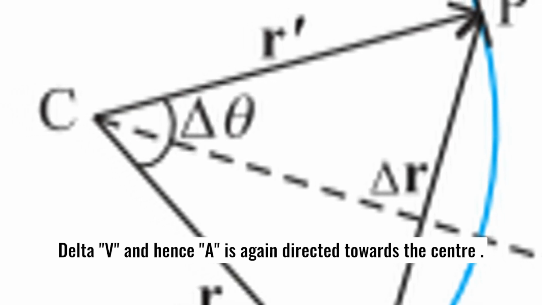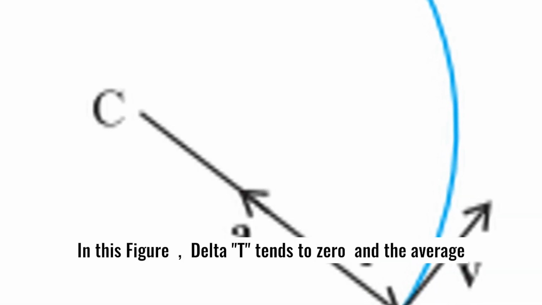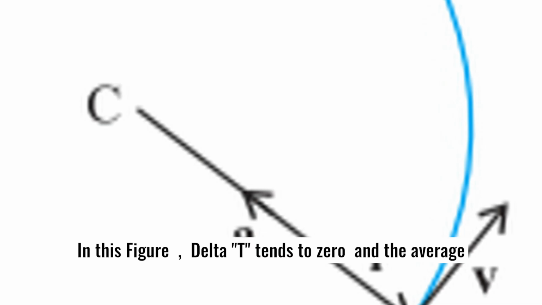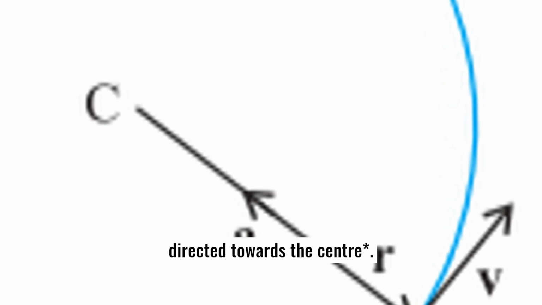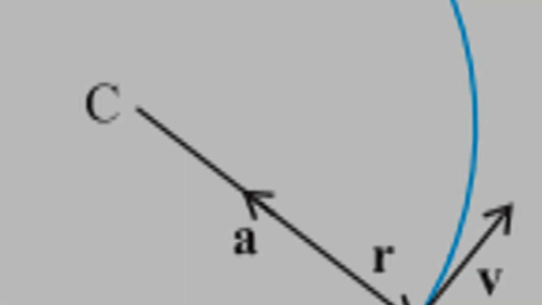If we place delta v on the line that bisects the angle between r and r hash, we see that it is directed towards the center of the circle. The figure shows the same quantities for a smaller time interval, delta t, and hence a is again directed towards the center. In this figure, delta t tends to 0 and the average acceleration becomes the instantaneous acceleration. It is directed towards the center.